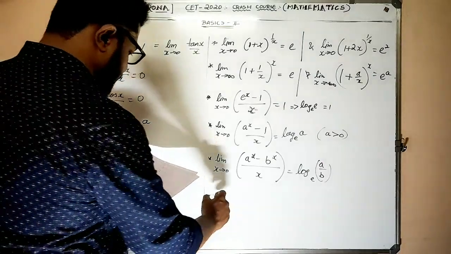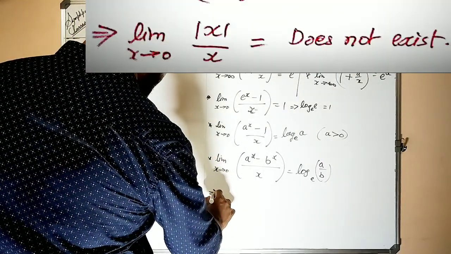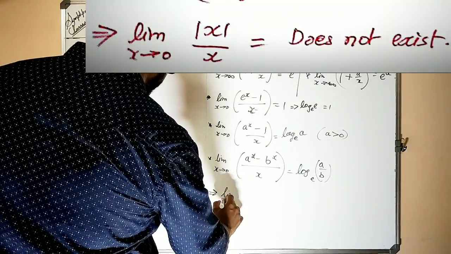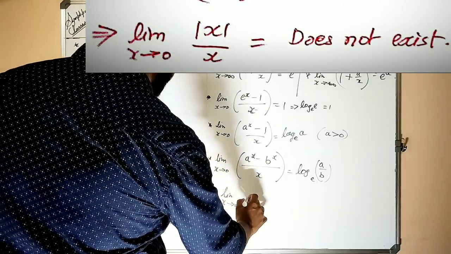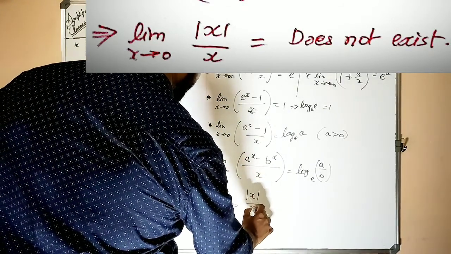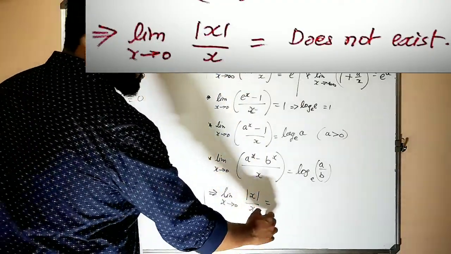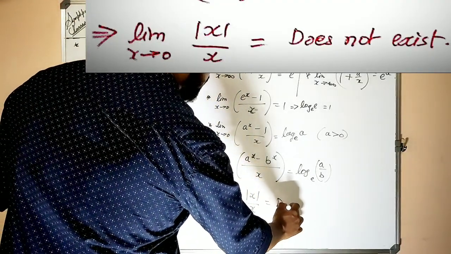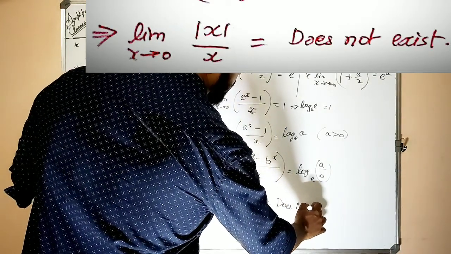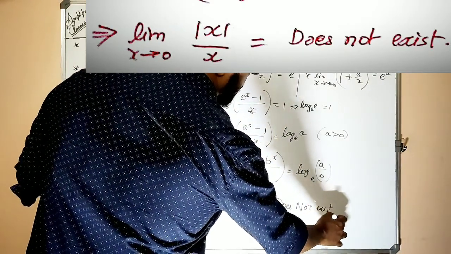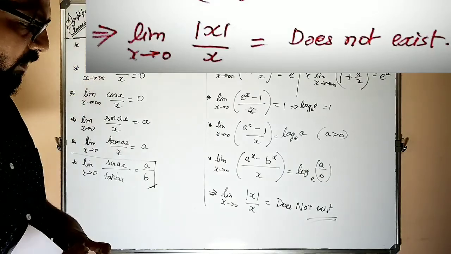So then another one. I've seen this in a few question papers as well, so that's why I thought I'd put it into this formula as well. Modulus of x divided by x: the limit of modulus of x divided by x does not exist. Okay. I've seen this in a few question papers.